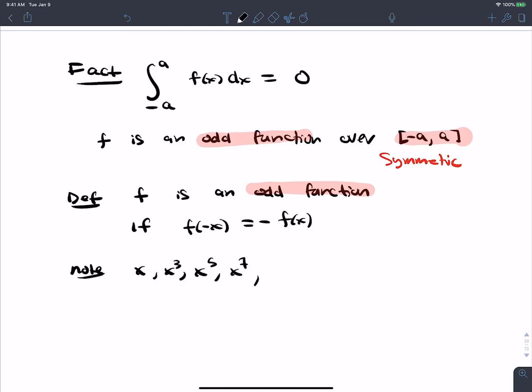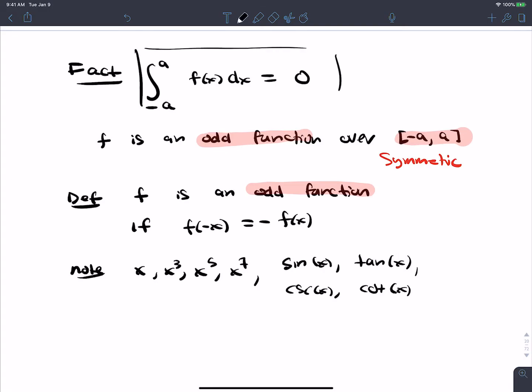What about the trig functions? Which ones were odd? Sine was odd. What else? Tangent is odd. Good. And then what about the reciprocals of those? Right? You also have what? Cosecant and what? Cotangent. So this is another fact that can save you some time. If you notice the symmetric interval, and the function's odd, well, the integral is going to be 0.